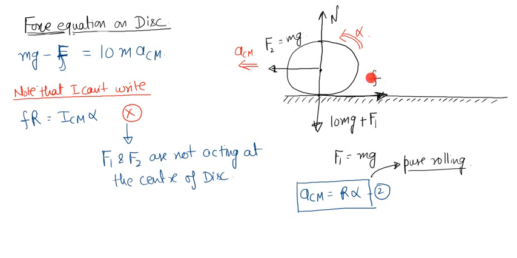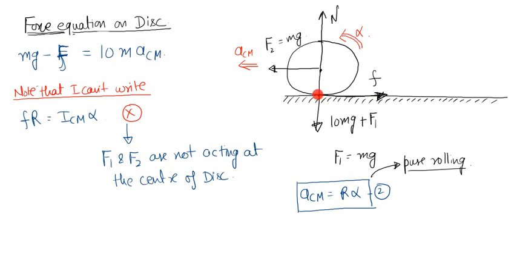The normal reaction I will not calculate. So I have three variables, ACM, alpha and small f, and two equations. Now the question is, can I write one more equation? I cannot write the torque equation for this disk.